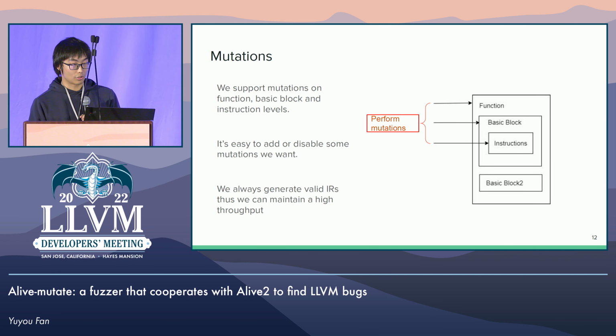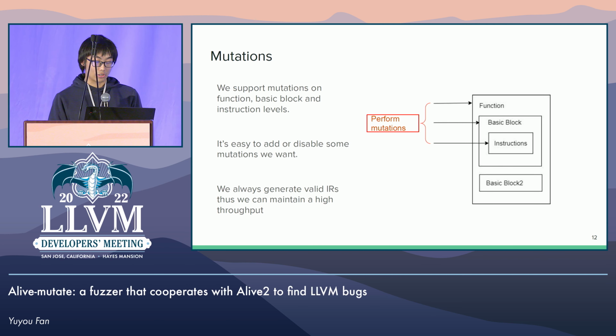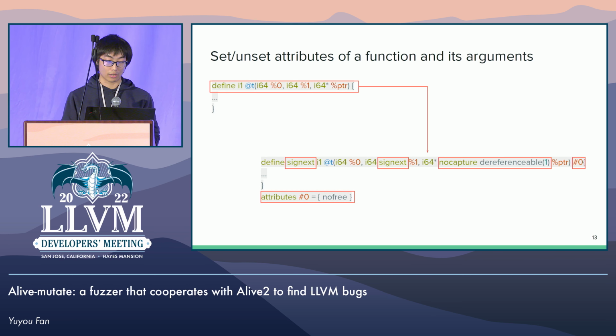We have 2 advantages with this method. The first is that it's easy to add or disable the mutations we want or don't want. Another is that we always generate valid IRs, so we can maintain high throughput. I'll start introducing mutations from the function level.